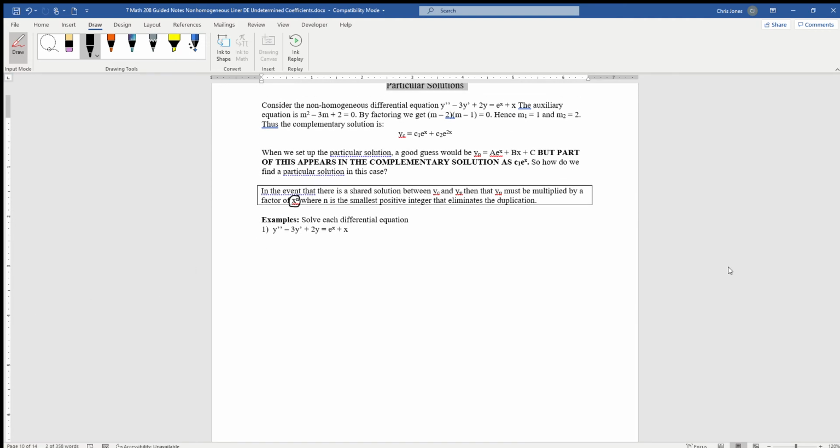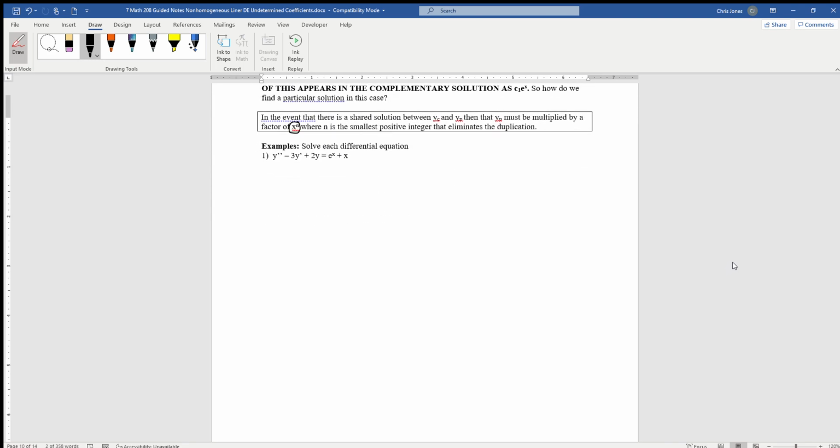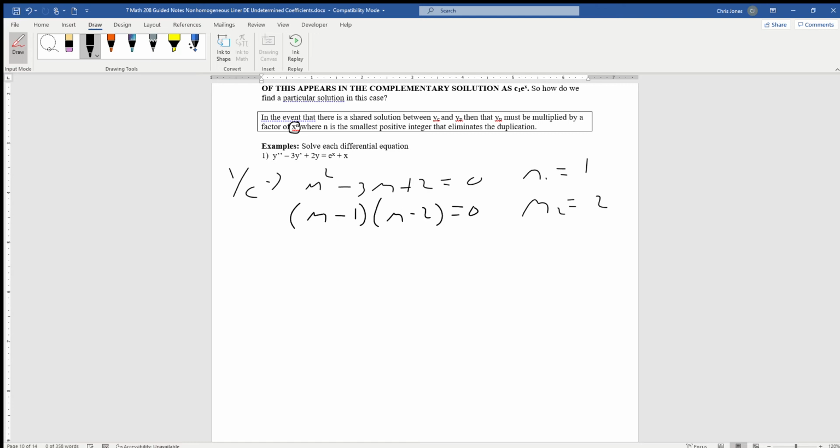So a really basic example of this. Let's say we have the differential equation y double prime minus 3y prime plus 2y equals e to the x plus x. So yc, as we've done before, is going to be solved by the auxiliary equation m squared minus 3m plus 2 is equal to 0. And we can factor that into m minus 1, m minus 2 equals 0, and hence m1 equals 1, m2 equals 2. Nice and easy. So our complementary solution is c1 e to the x plus c2 e to the 2x.